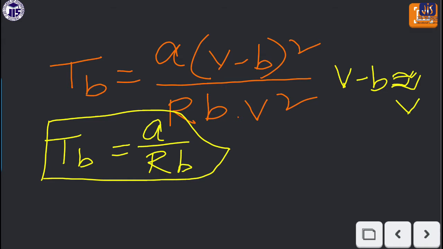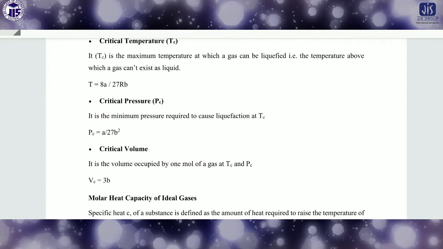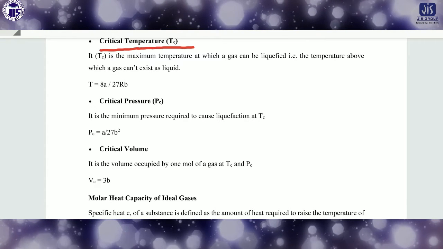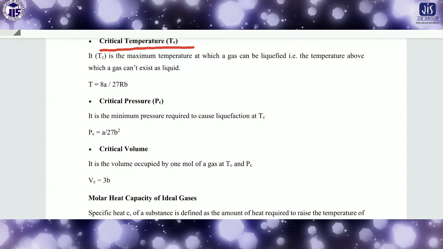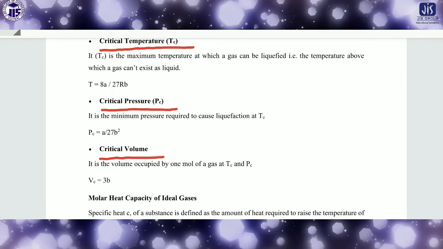Now we'll discuss the critical temperature, critical pressure, and the critical volume. So first of all, what is the critical temperature? Critical temperature is generally denoted by TC, critical pressure by PC, and the critical volume will be VC.